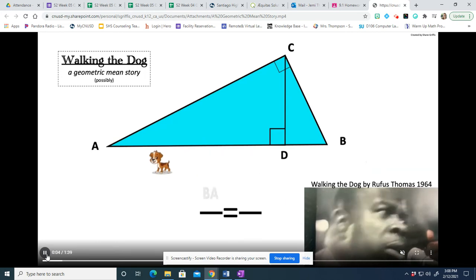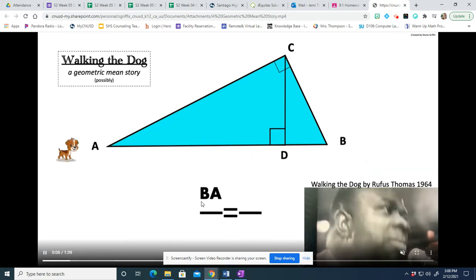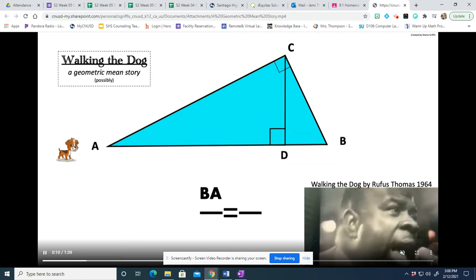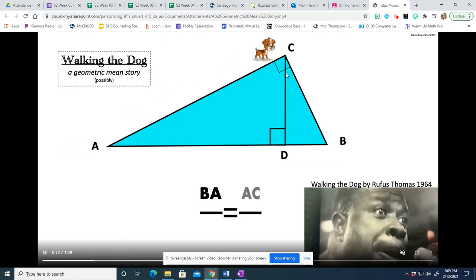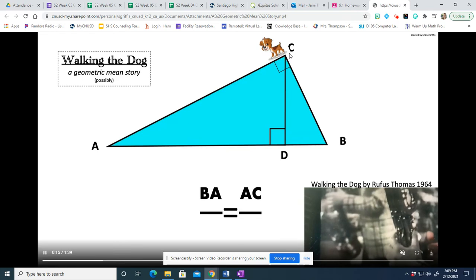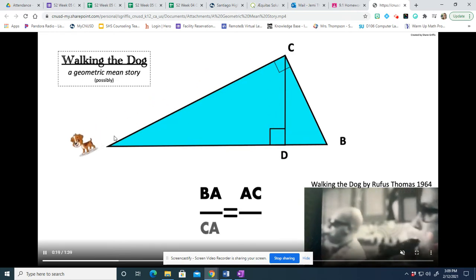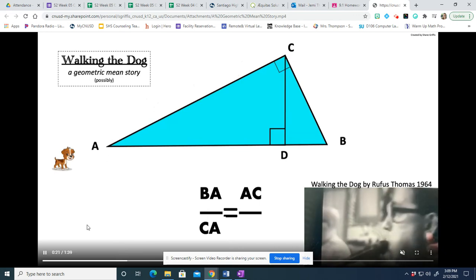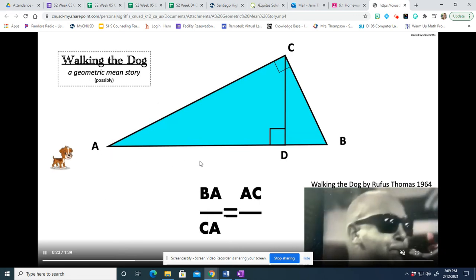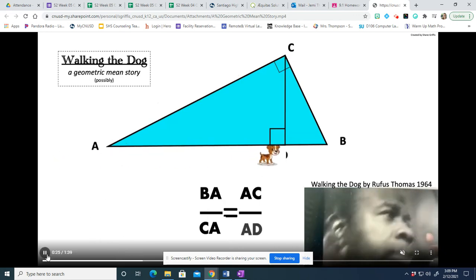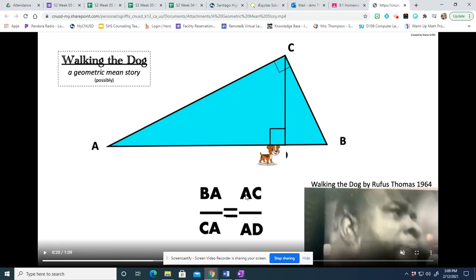So the dog's going to cross the entire length of the hypotenuse, which is length AB or BA. The dog's going to travel up this hill, which is length AB. So fill that into the proportion, come back down the hill, and then comes back and stops at the right angle there. I know that AC and CA look different, but remember that those are the same thing.